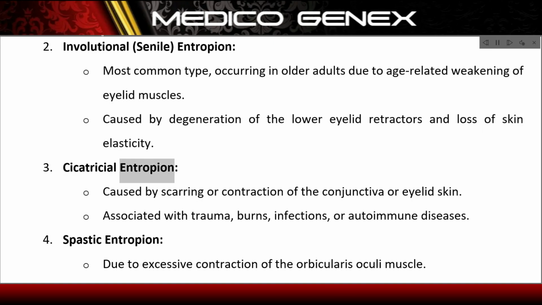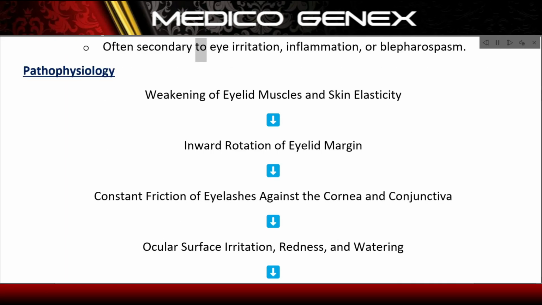Cicatricial entropion. Caused by scarring or contraction of the conjunctiva or eyelid skin. Associated with trauma, burns, infections, or autoimmune diseases. Spastic entropion. Due to excessive contraction of the orbicularis oculi muscle. Often secondary to eye irritation, inflammation, or blepharospasm.